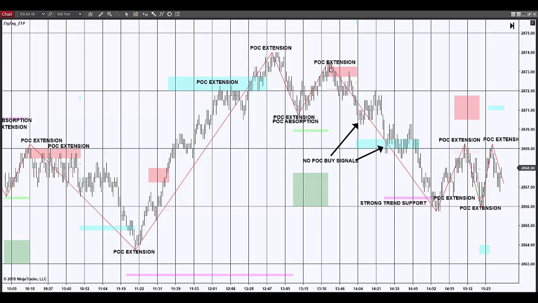What was very interesting again is that as we tested that previous low where the previous buy support had come in, the market did react, but it did not give us any POC buy signal. And additionally, it did not give us a POC buy signal as it traded here at 2869 at the counter trend support level. At the strong trend support, what we saw is, after the price traded there, we came back down and we tested that low, we created a POC extension there.